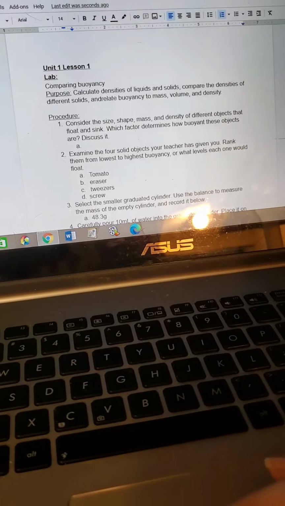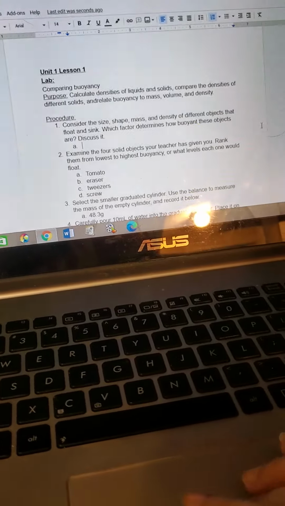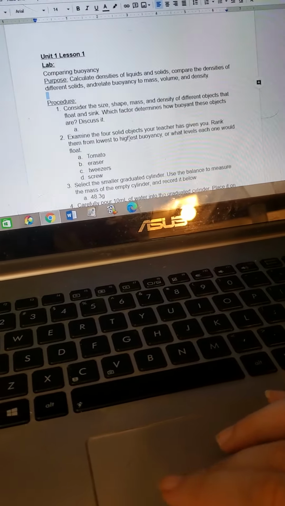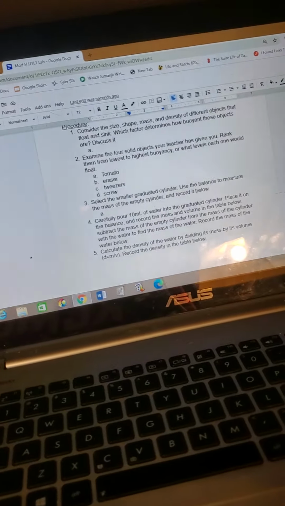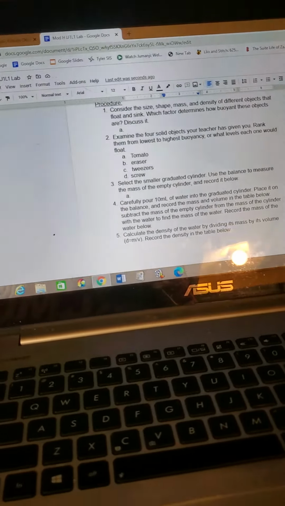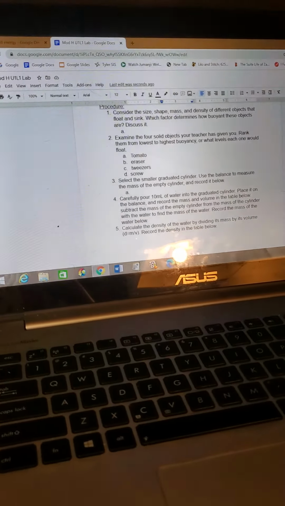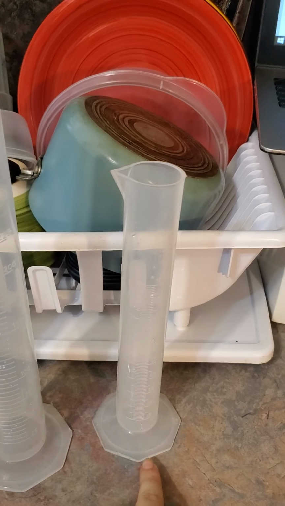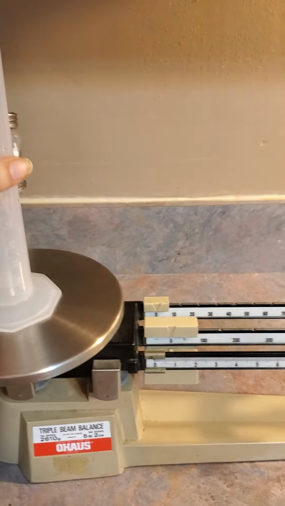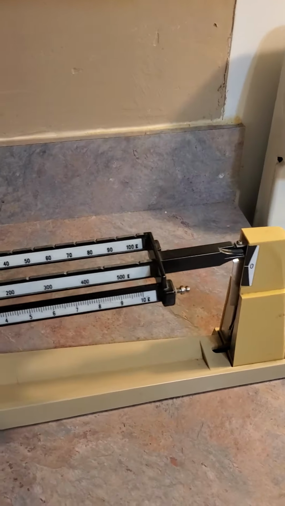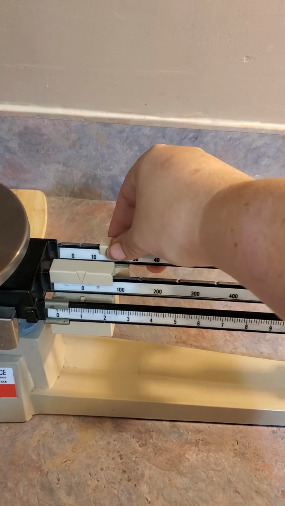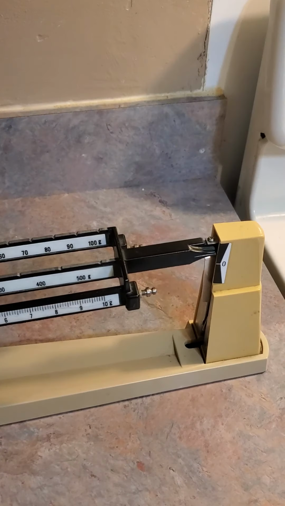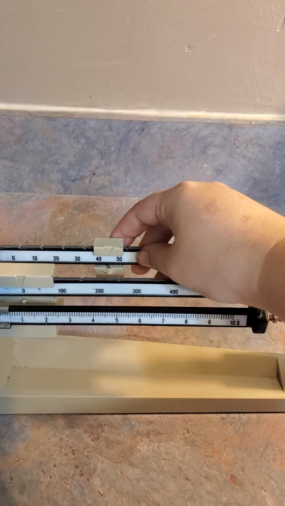Okay, then we are going to get the mass of this graduated cylinder. So as we do that, we are going to select the smaller graduated cylinder, use the balance to measure the mass of the cylinder. So I got this big one here, and then I got the small one here. So we're going to take the small one, go ahead and put it up here. As you can see, it is too heavy. So I'm going to go 20 grams, still too heavy. 40, still too heavy. Gonna go to 60.